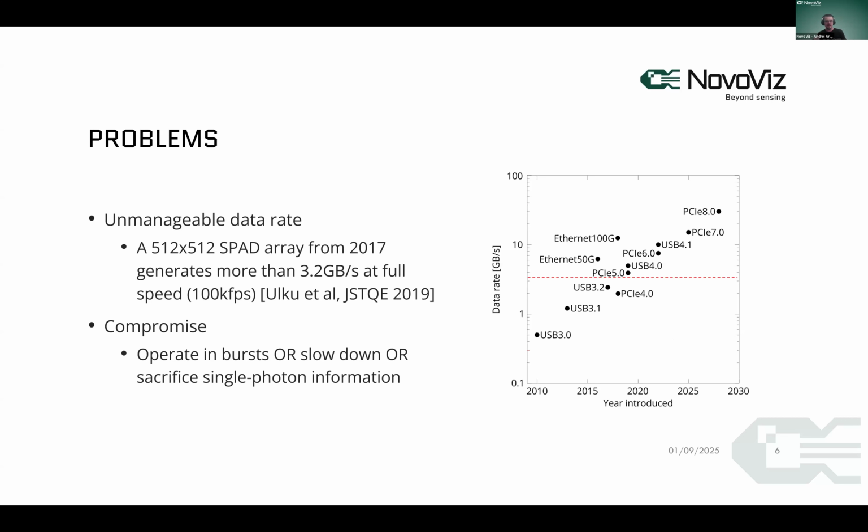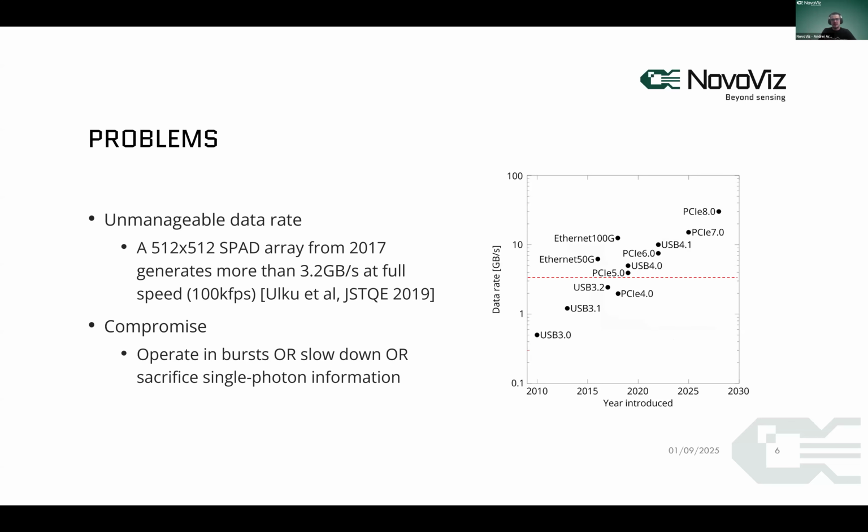So what's currently being done is either you operate these sensors in bursts of a few seconds, or you slow them down just to lower these data rates, or you sacrifice that single photon information. And by this, I mean, for example, you can count them on the device, and then instead of getting photon hits, you get photon counts over an integration period, which essentially turns it into a very sensitive camera, but you lose that timing precision of the photon.